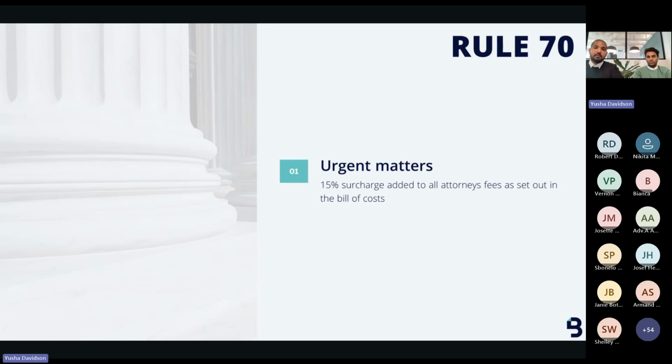So if we again look at the urgent matters, we now see an additional amendment coming in with Rule 70, in that now there is going to be a 15% surcharge added to all attorneys' fees as set out in the bill of costs in urgent matters. And what this means is that your bill of costs is going to go through the normal processes. Once the attorney's fees are calculated at the end of the taxation, a 15% fee is simply going to be added on in matters where there has been urgent relief, and that urgent relief has been recognized by the judicial officer.